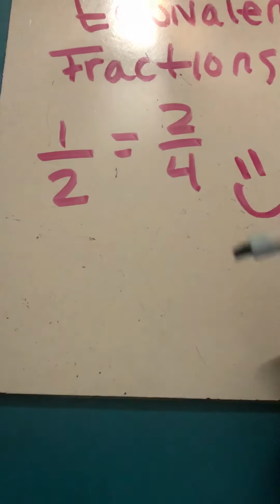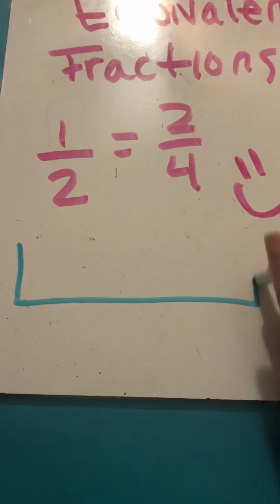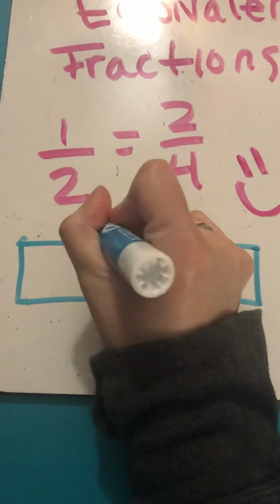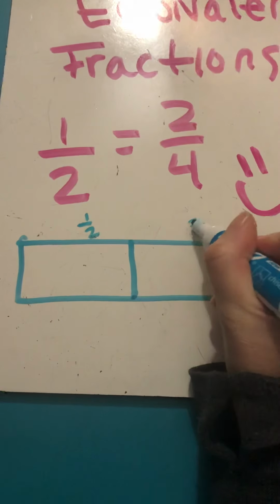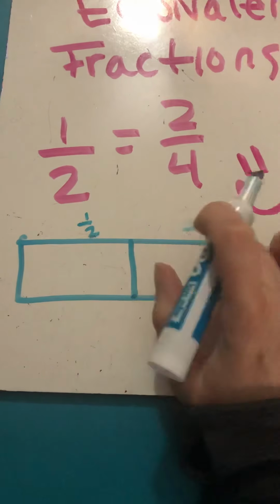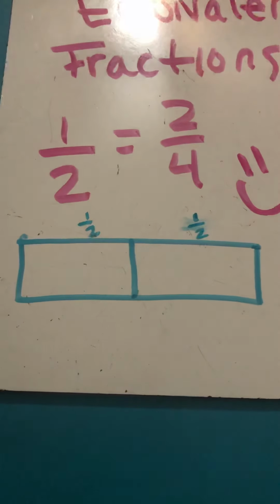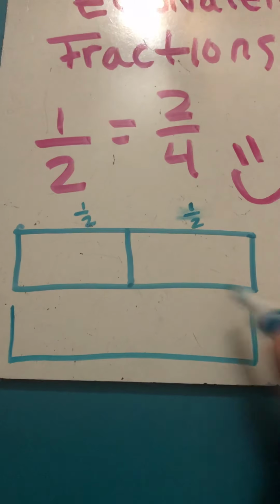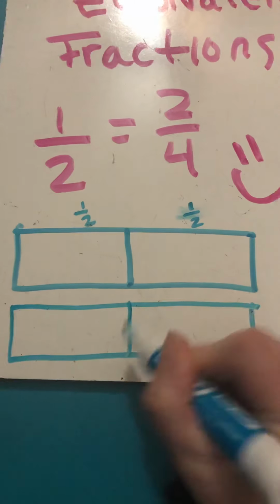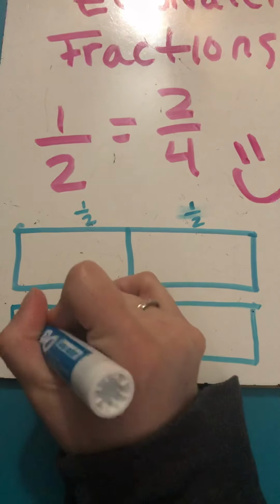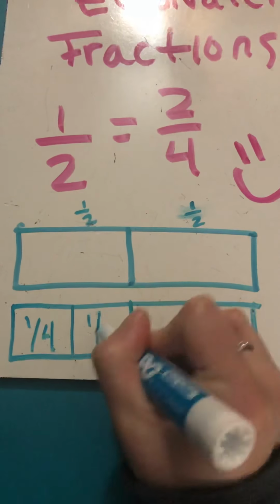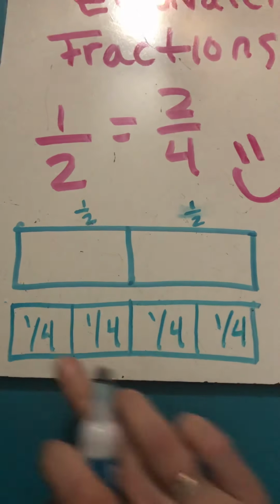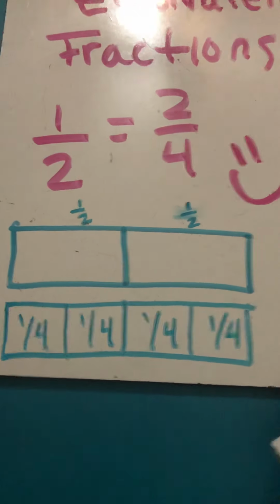So if I were to draw 1/2, I'm going to of course use my brownie pan like I always do. I'm going to split it in half, okay? Here's 1/2, and here's another 1/2. Okay, and then if I were to draw my 2/4, I'm going to make the same size brownie pan, except this time I'm splitting it up into fours. 1/4, 1/4, 1/4, and 1/4.